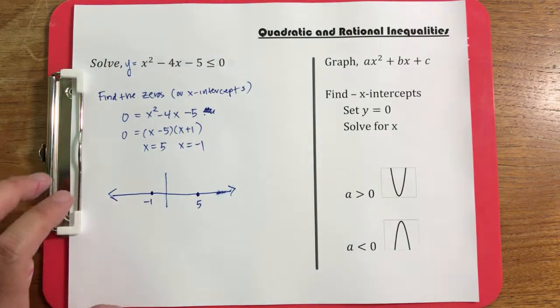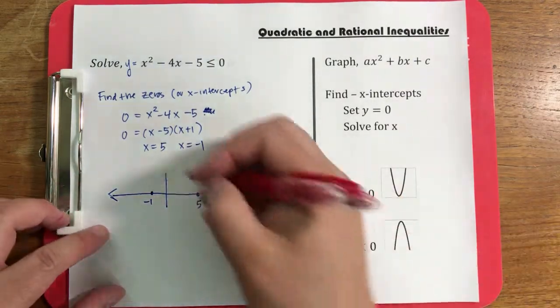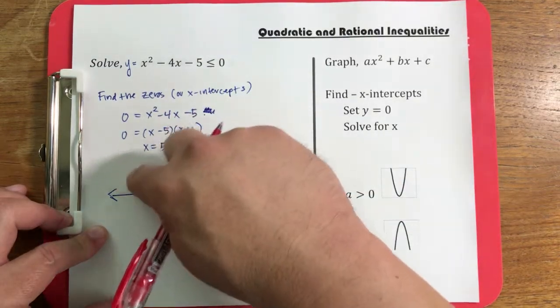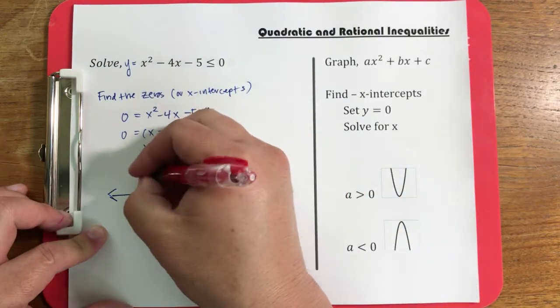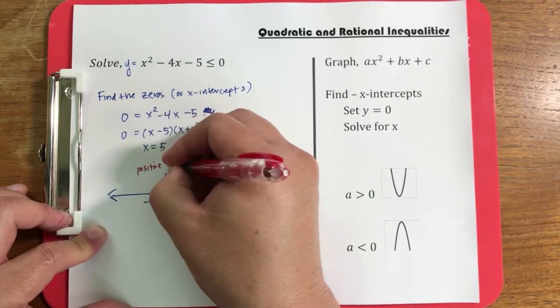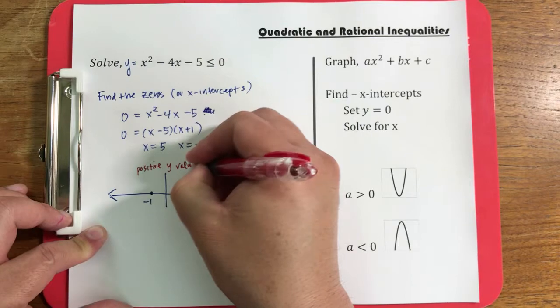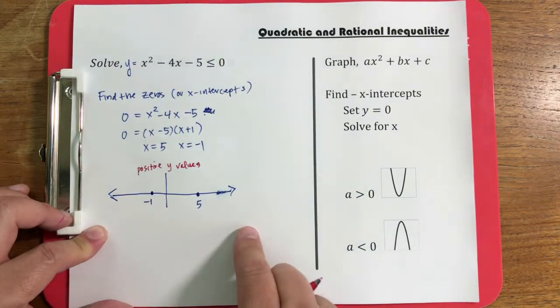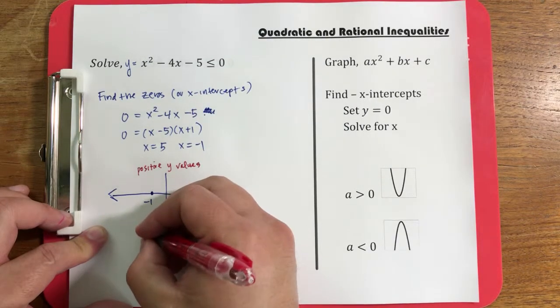Now, it's important to see that this is just a regular xy coordinate system. The area that's above the x-axis has positive y values. And we can see that the area below the x-axis has negative y values.